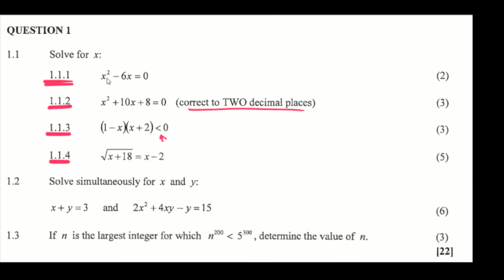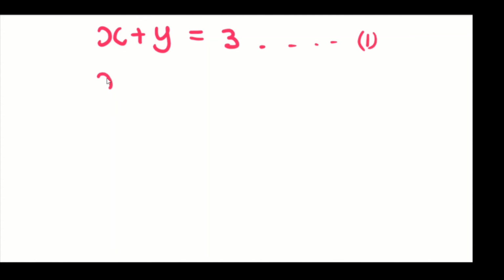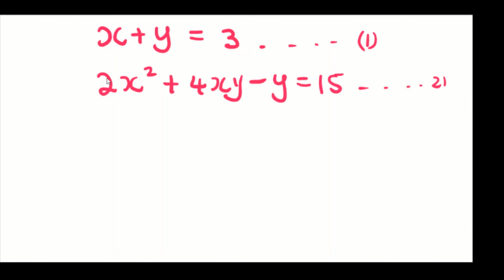Okay, so now we're going to do 1.2, where we are asked to solve simultaneously for x and y using both equations that are given below. We have x plus y being equal to 3, so this would be our equation 1, and we have 2x squared plus 4xy minus y equals 15, so this would be our equation 2.